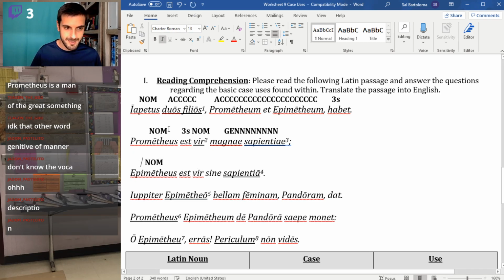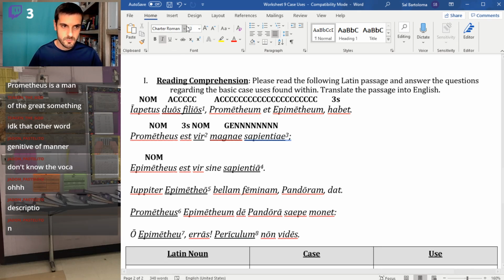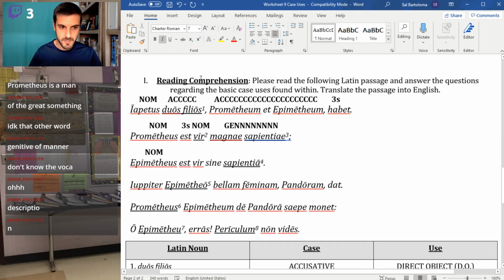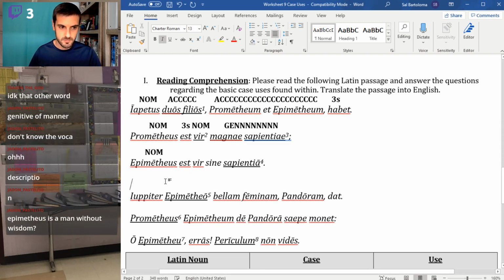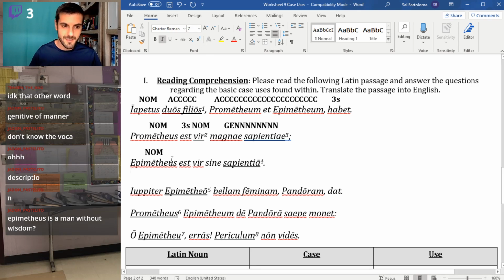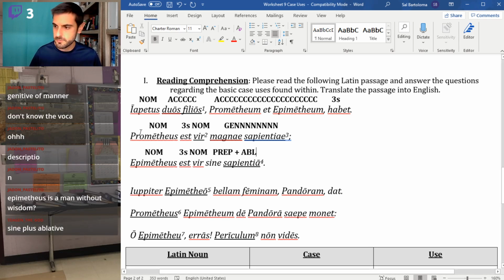What do we learn about Epimetheus in the next part? Well, I do some formatting. You guys can do some talking. Epimetheus is a man without wisdom. Fantastic. Okay. So it's almost the same structure. Right? We have our third singular verb. We have our predicate nominative. Sine is a preposition, and it goes with the ablative. Sine plus the ablative. Fantastic.